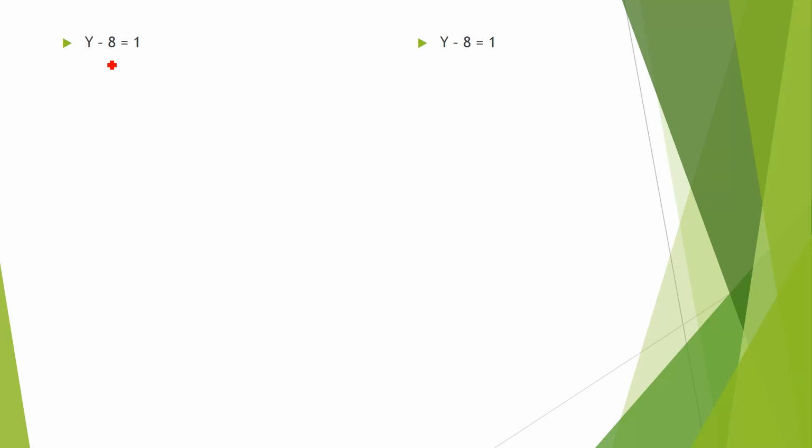So next question is y minus 8 equal to 1. First I will show you the grade 3 method. Y, this is the variable, and whatever is with the variable we have to get rid of. So this is negative 8. How can we remove this 8 from here? This is negative 8, make it positive. If it is positive, make it negative. If it is negative, make it positive, vice versa, right?